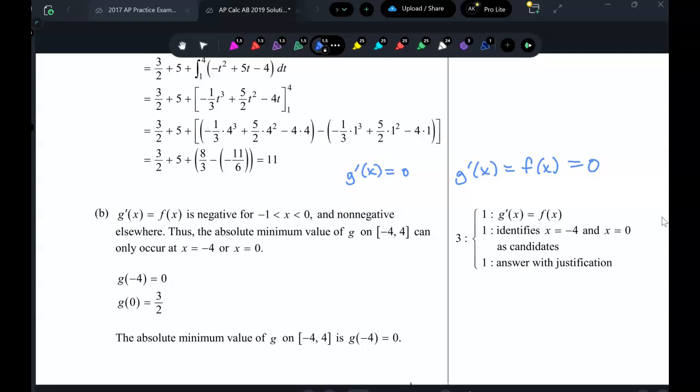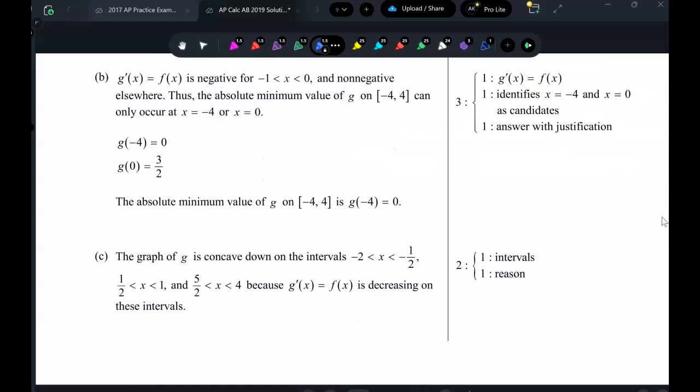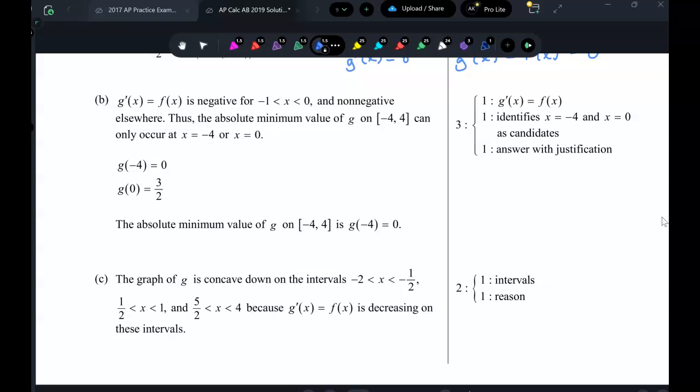Did we find G of -4? G of -4 would be the integral from -4 to -4, which would just be 0. And G of 0 we found from part A, which I got wrong. Okay, so G prime is F because G is the integral of F. That's fine.